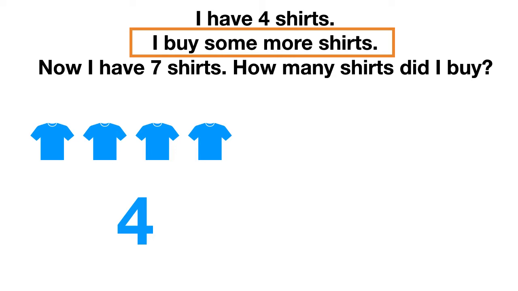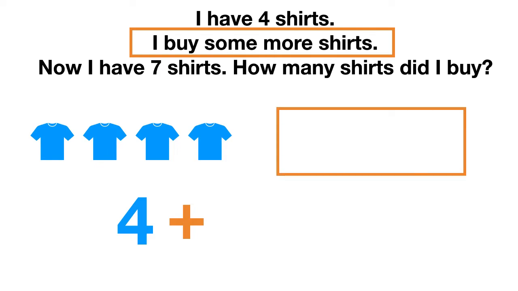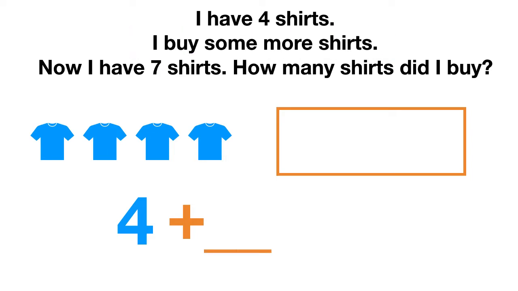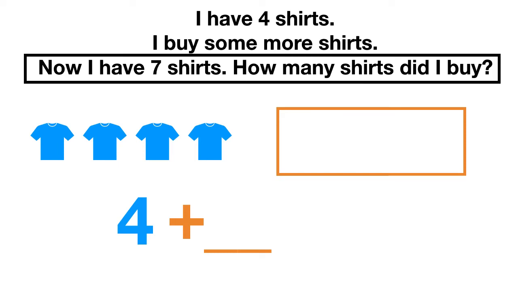Well, if we're buying more shirts, it means we're going to be getting more. So we're going to be adding to what we already have. But it doesn't tell us how many shirts we're getting. We know that we're getting some amount, but we don't know exactly how many. In our math sentence, that means we're going to leave it blank because we don't know exactly how many shirts we're adding.